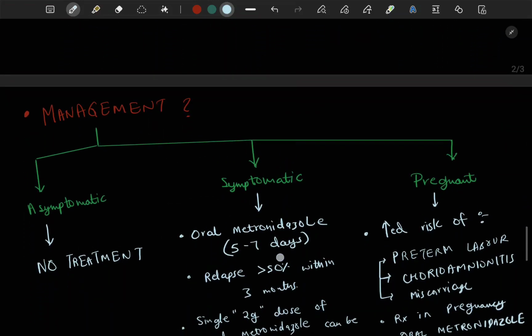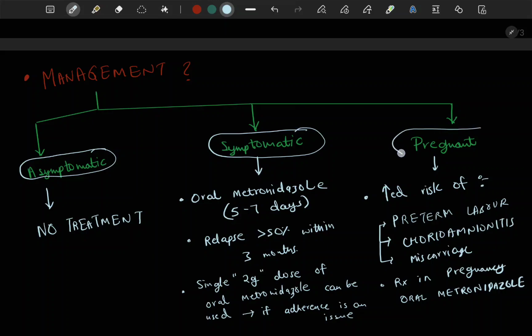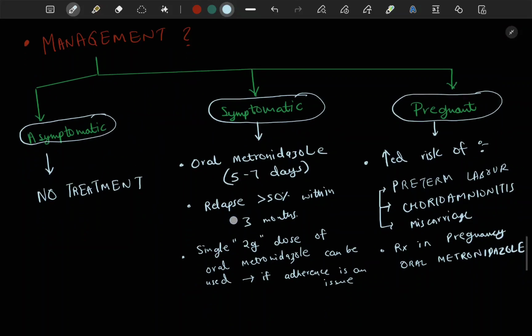Now we come to the last part of this, the management. We're going to discuss it for 3 case scenarios. One is an asymptomatic patient, one is a symptomatic patient, and the last is a pregnant woman. For an asymptomatic woman with bacterial vaginosis, we give no treatment. The disease resolves on its own, so we don't need to give any treatment.